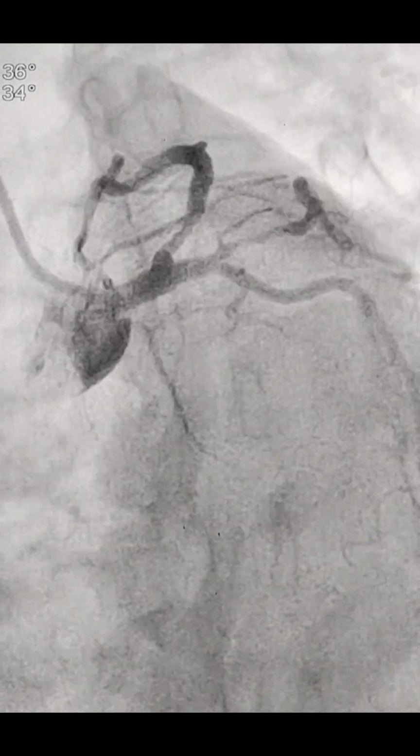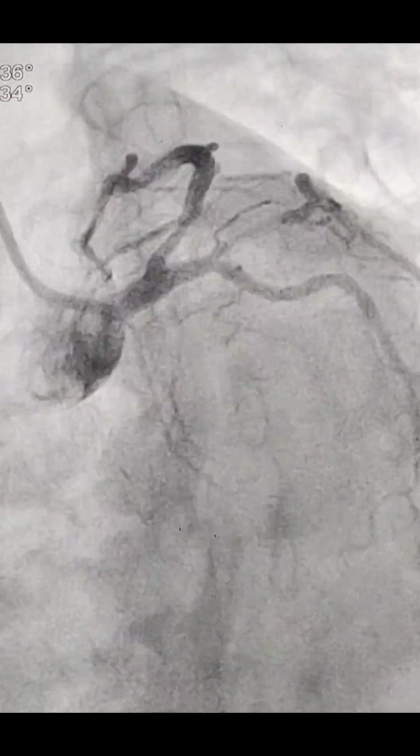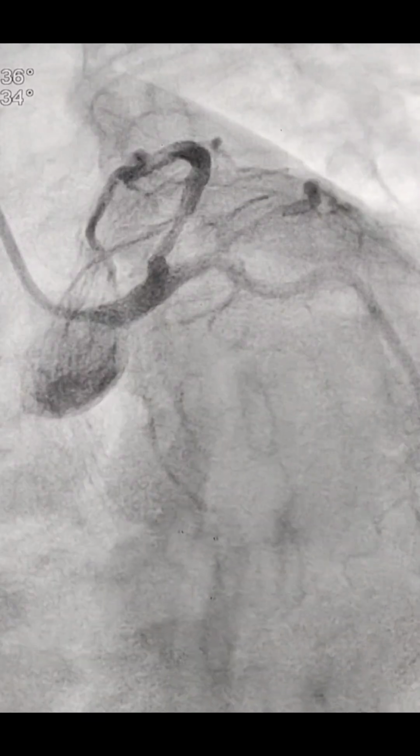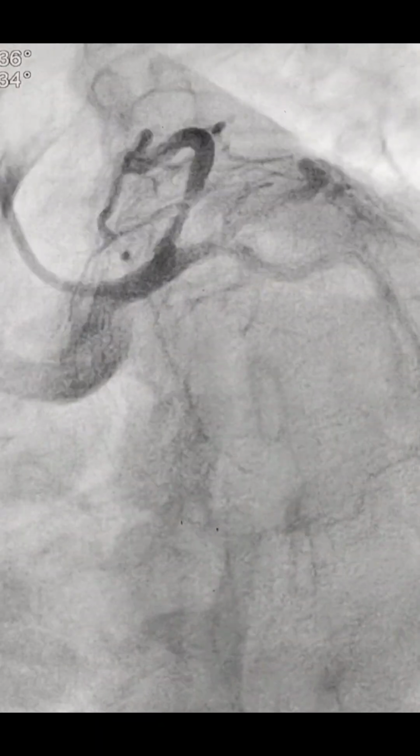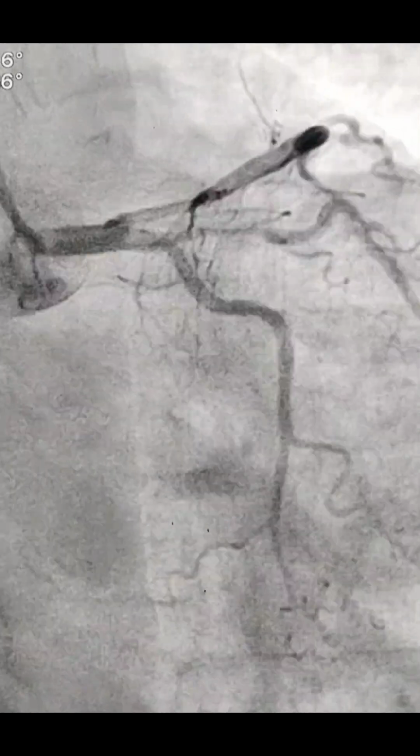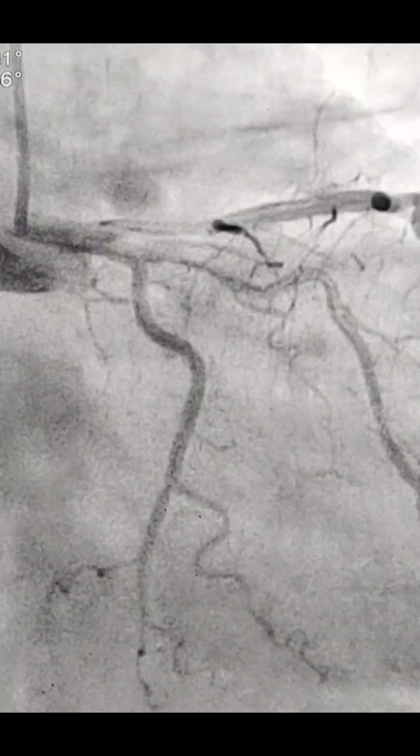This is a LAO caudal view, and this is all with the right radial route. This is a Tiger catheter, and you can see right from the ostium of the LAD there is a stenosis, and OM1 also has a significant lesion, but OM1 is small, almost 2. This is the AP caudal view, and you can see the same thing: ostial LAD has a significant stenosis, 70 to 80%, and ostial OM1 has a stenosis.